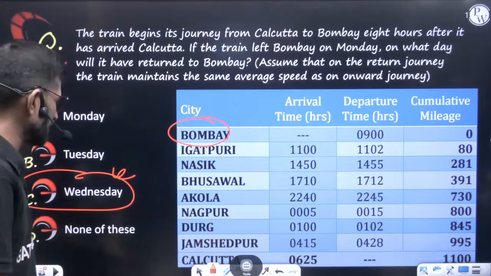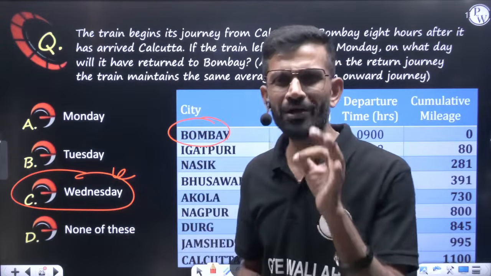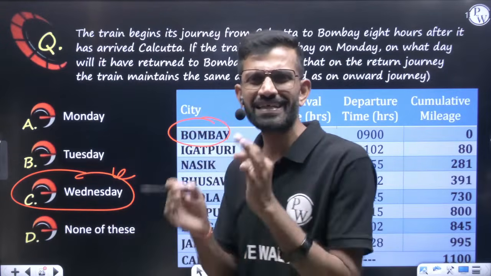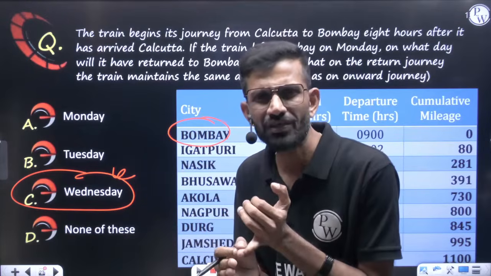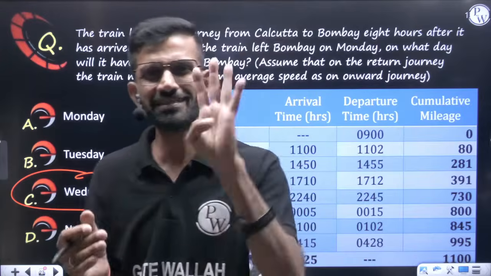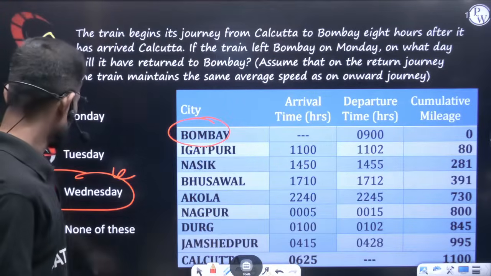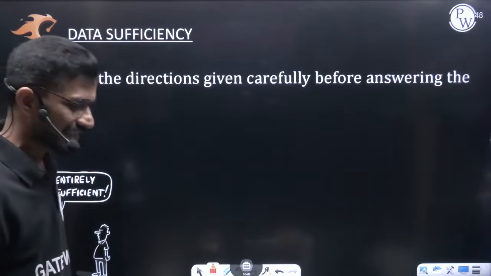So this is how we deal with data interpretation. Let me tell you, the important thing here that we have to understand is understanding of the data, understanding of the question, and the basic calculation. If these three things are done, my dear friend, you can easily deal with DI. Moving further to the topic, that is data sufficiency.